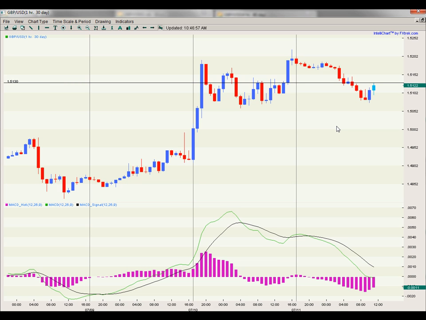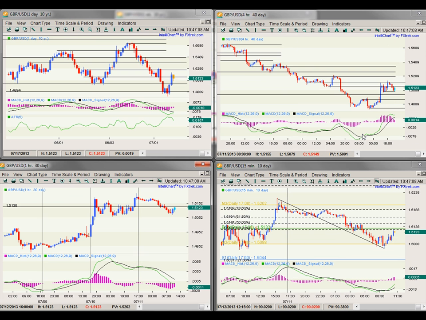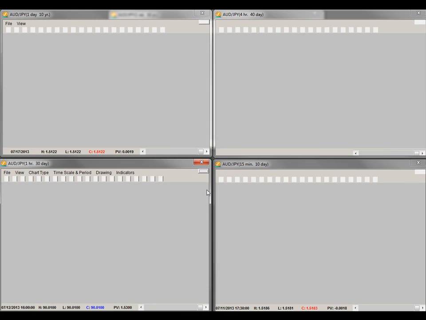Okay, and I'll just give you a little update here. Not much is happening with the British pound. We're up like 5 pips or something on it. But back over to the Aussie yen pair again.